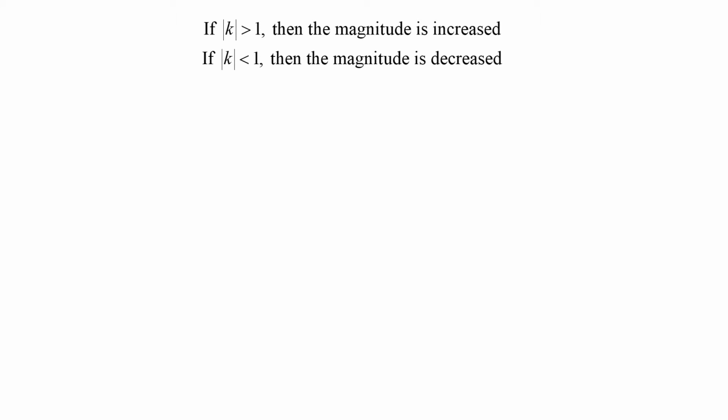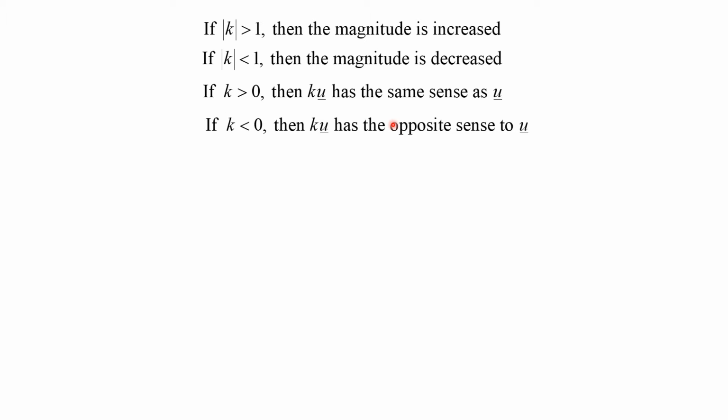So for example, if modulus of K is more than 1, okay, so Ku will have an increased magnitude. And if modulus of K is less than 1, obviously the magnitude will decrease. And if K is more than 0, then Ku has the same sense as U, meaning the same direction. Sense here represents direction, yeah. And if K is less than 0, meaning if K is negative, then Ku obviously will have the opposite direction of U.